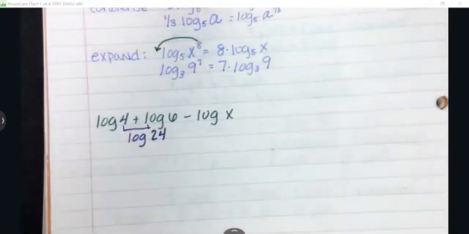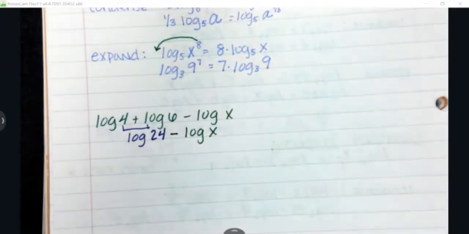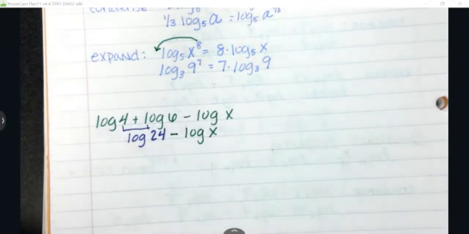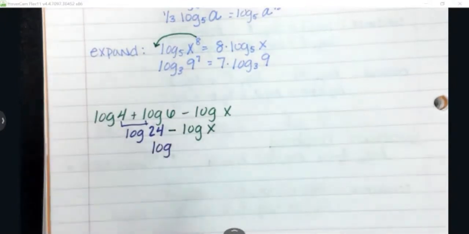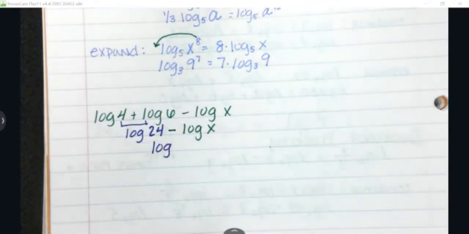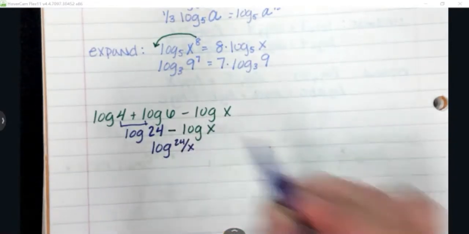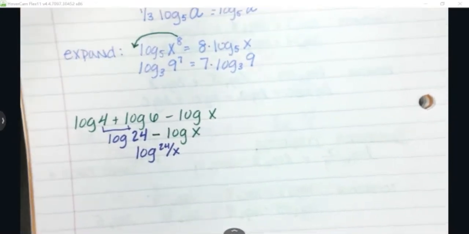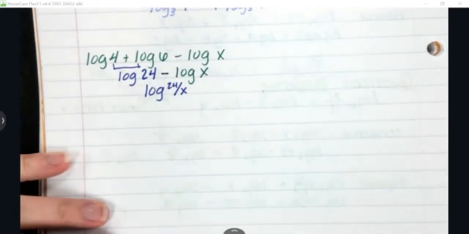Okay. Then it says minus log x. What does a minus sign tell me to do? To divide. So I have log, which one's on top, the 24 or the x? 24 divided by x. Would we like to do another one that has more than one? Okay. All right, let's do one more.